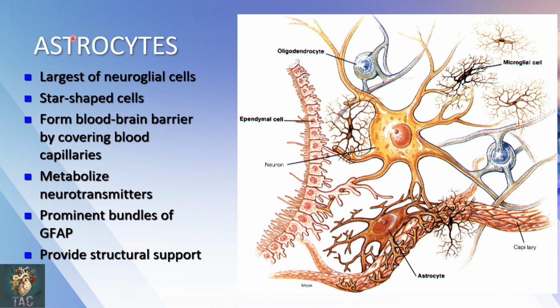Next are the astrocytes. Astrocytes are the largest of the neuroglial cells. You can see this is the astrocyte. They are star-shaped cells. They form the blood-brain barrier by covering the blood capillaries.